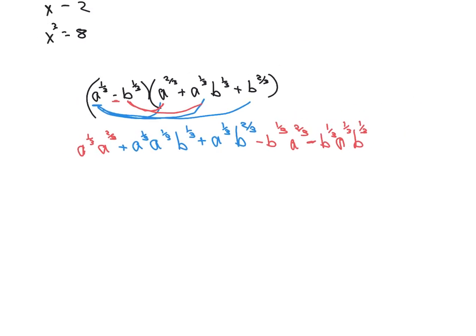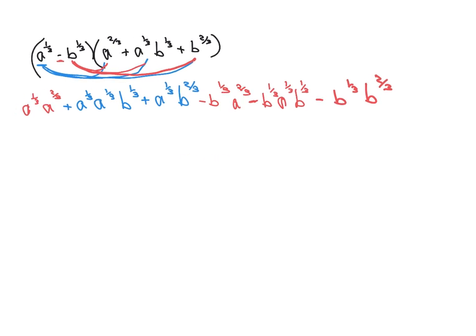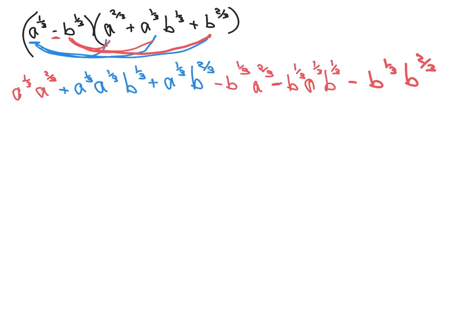Okay, I'm running out of room. Let's make it smaller so I have more room. And then we're going to do this one times this one, which is negative b to the 1/3, b to the 2/3. Okay, so I've got quite a bit of stuff there. So let's see what I can combine. I can combine these two. This one is going to be a to the 1/3 plus 2/3. That's 3/3, which is 1/1, which is 1. So we're just going to leave that there.